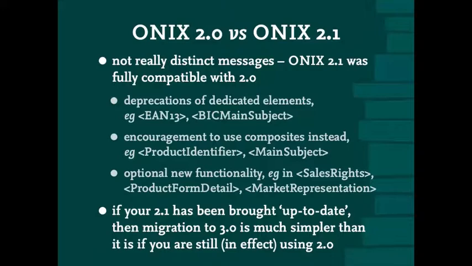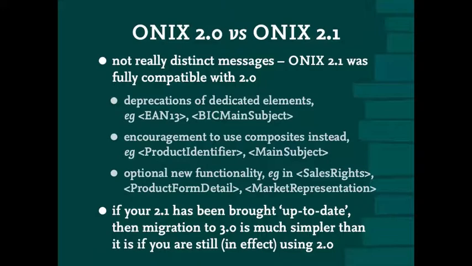Of course, 2.1 also brought along a lot of new functionality. There were new bits in sales rights, there were new bits in product form detail, and these made 2.1 better, more expressive, much more flexible. Now, here's the question. Is your 2.1 really just 2.0 in disguise, or has it been brought fully up to date by using these new elements like product identifier or main subject? If your 2.1 is really just 2.0 in disguise, then your migration is going to be more difficult. If your 2.1 is fully up to date, then your migration is already half done.